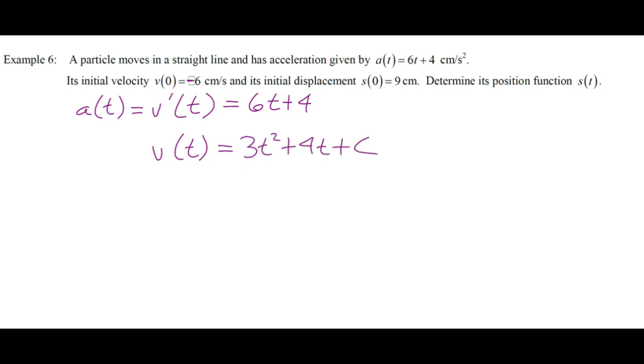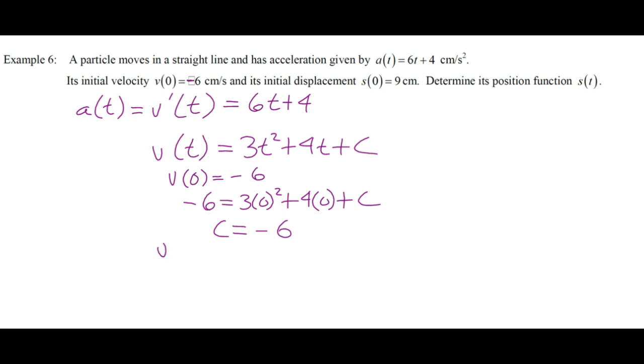And we know that v of 0 is negative 6, right? So we can say v of 0 is negative 6, which means that negative 6 is 3 times 0 squared plus 4 times 0 plus c, or c is negative 6, which now gives us v of t: 3t squared plus 4t minus 6.